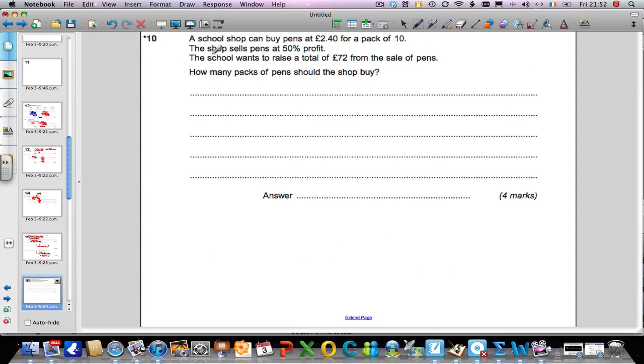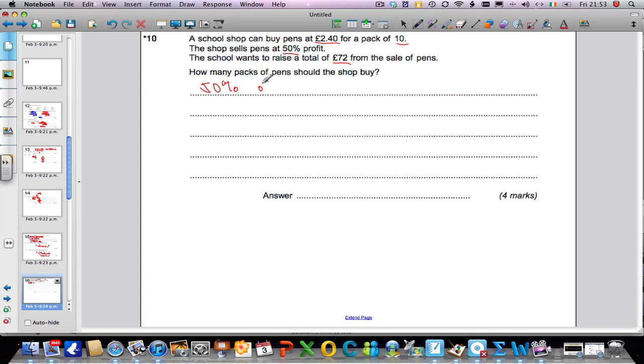Alright, next one. A school shop can buy pens at £2.40, and they buy them in packs of 10, and they want to sell them for 50% profit, and they're hoping to raise a total of £72. We're asked to work out how many pens should the shop buy. Well, we know how much they're buying them for. It's £2.40. I want to know how much money they're going to sell them for. So if they sell them for 50% profit, what is 50% of this?